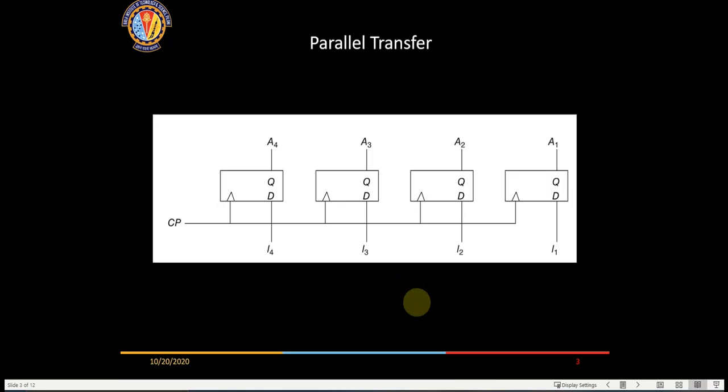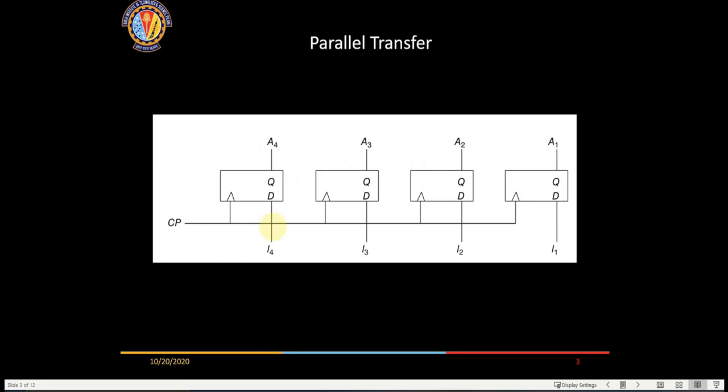Okay, so this is one of the simplest parallel data transfer circuits, where a clock is given. Whenever the clock is given, I1, I2, I3, I4 will get stored into this register. So you have A1, A2, A3 as the output. Okay, so what is the drawback of this circuit?